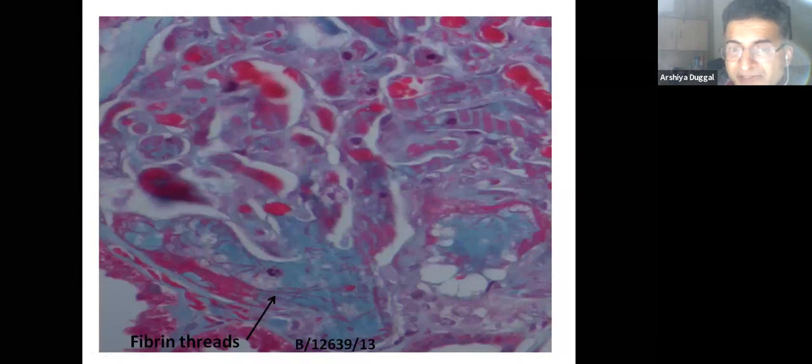But when you do Masson's trichrome stain, just see, you can see threads in these glomerular capillary loops. So when you see thread kind of stuff, that means it is fibrin. So it is not cryoglobulins. Cryoglobulin will not appear, at least on routine microscopy, as those kind of fibrin threads. So there were a lot of fibrin threads. So it was thrombotic microangiopathy which we're looking at.